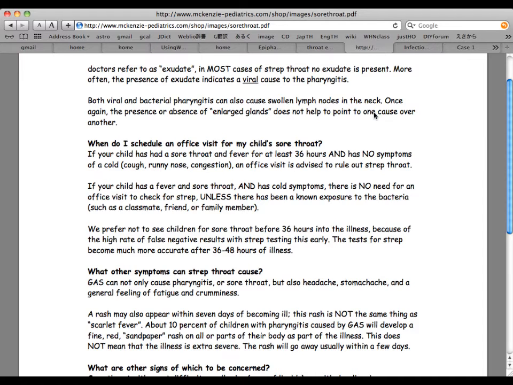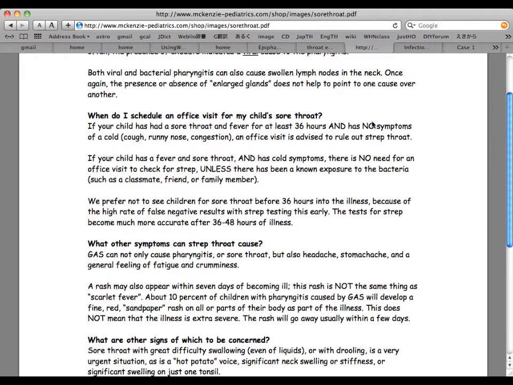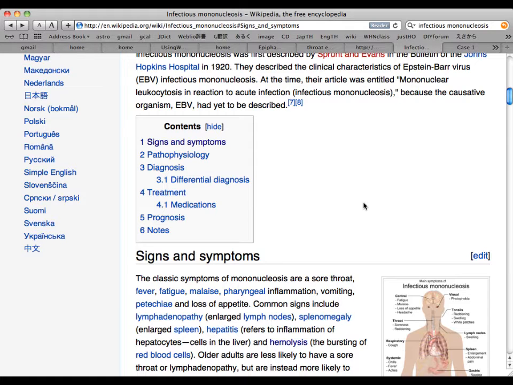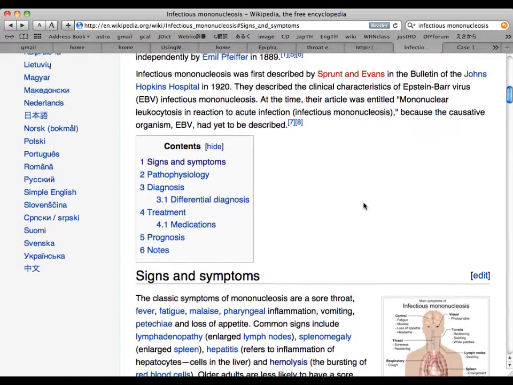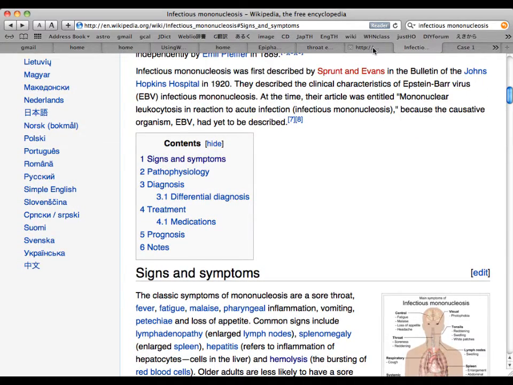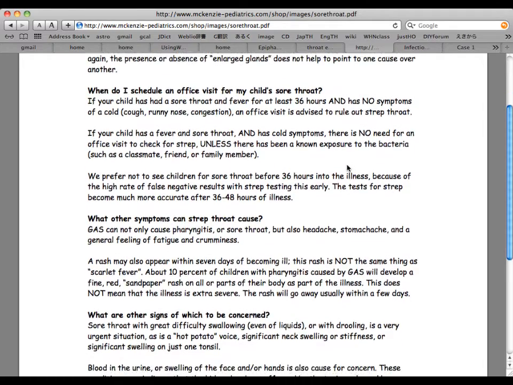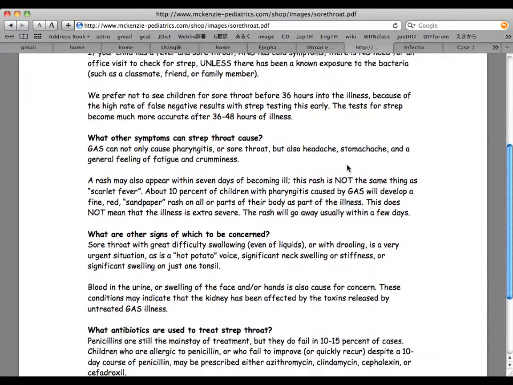And I wanted to know about that word exudative. Remember, he said that he had exudates sometimes. I don't know if it's important for this case, but I didn't really know what an exudate was. And, well, I thought I should know. And so I looked up exudate and infectious mononucleosis. I Googled it. And I found this document.